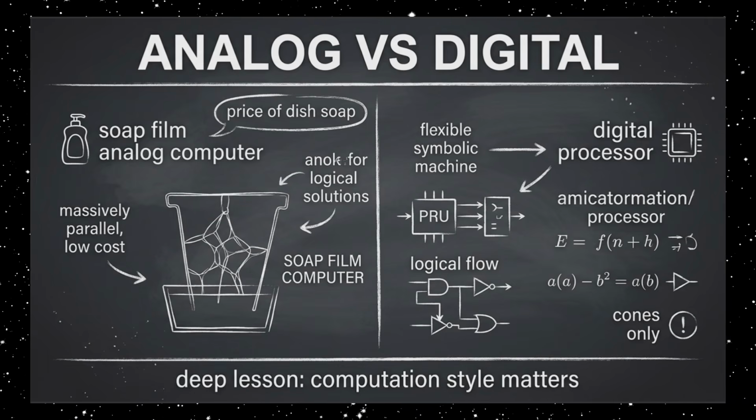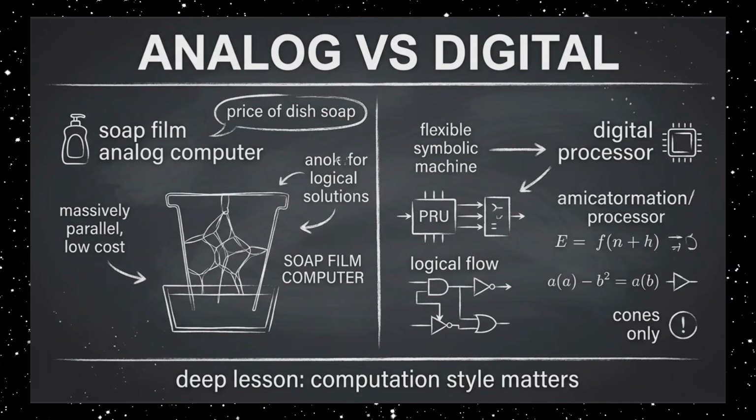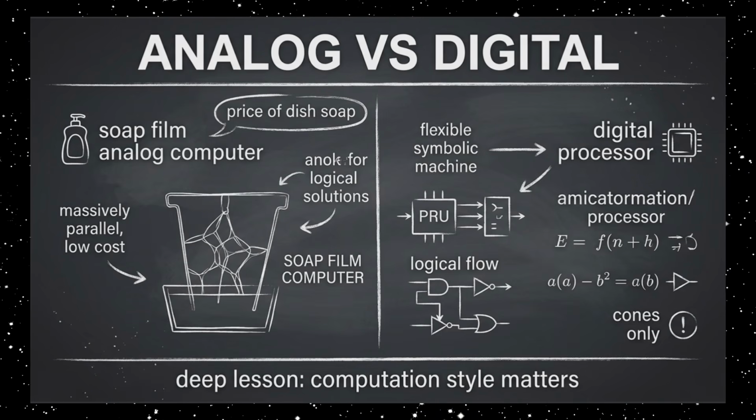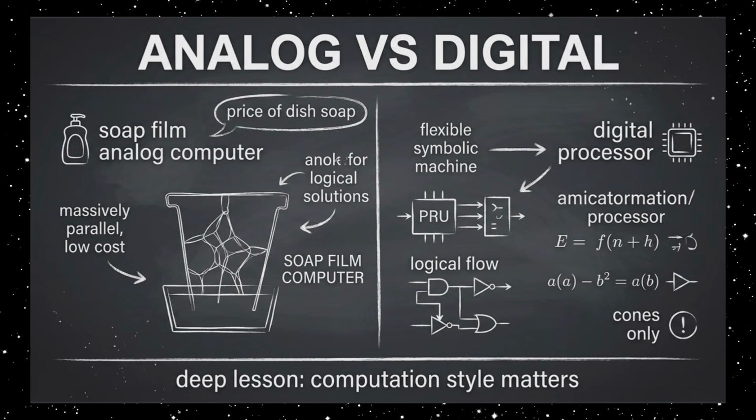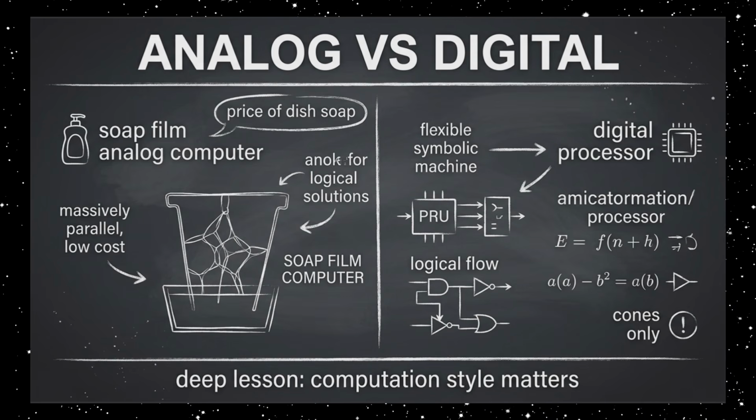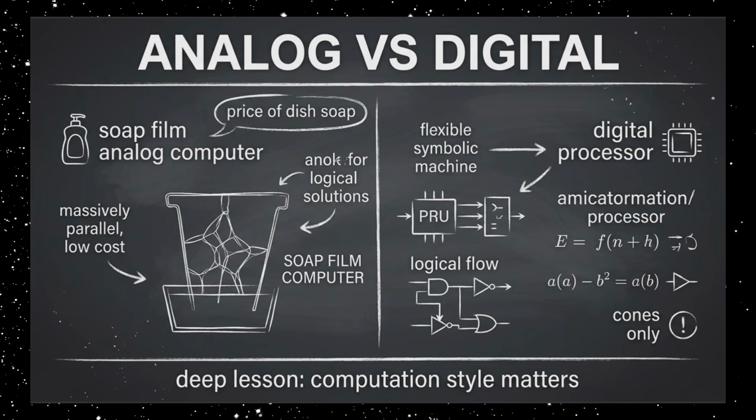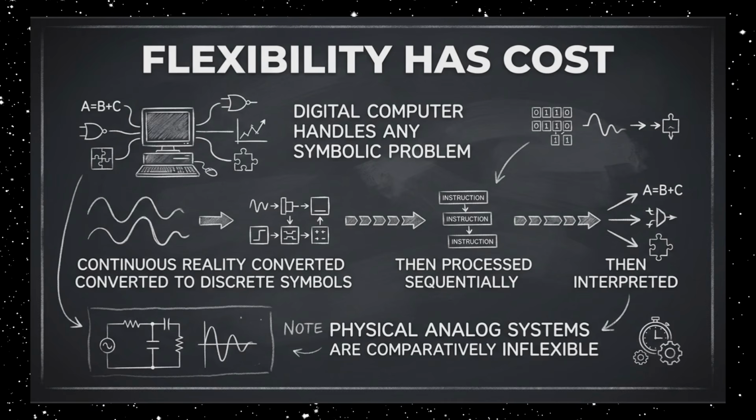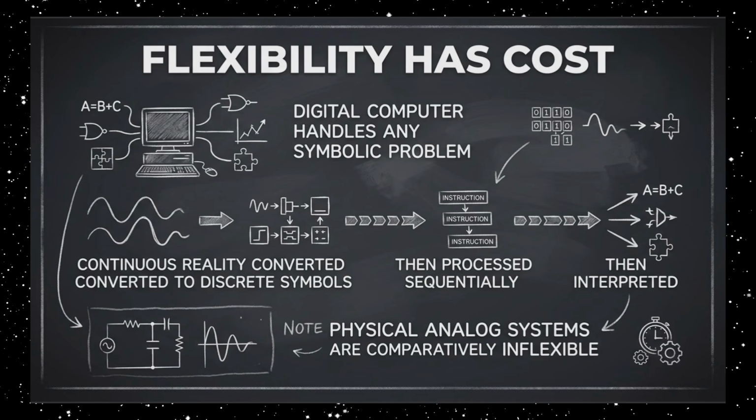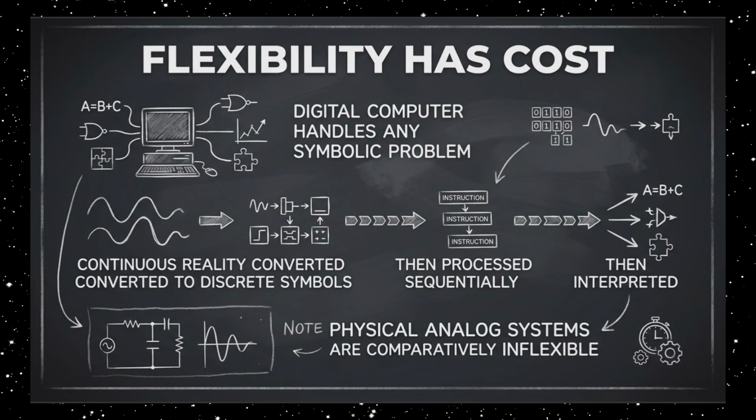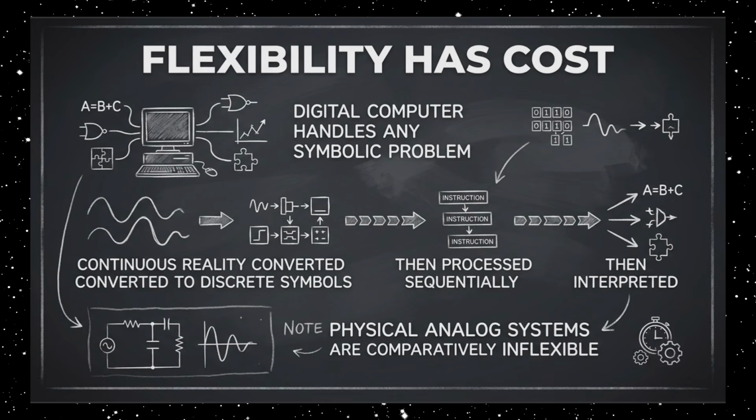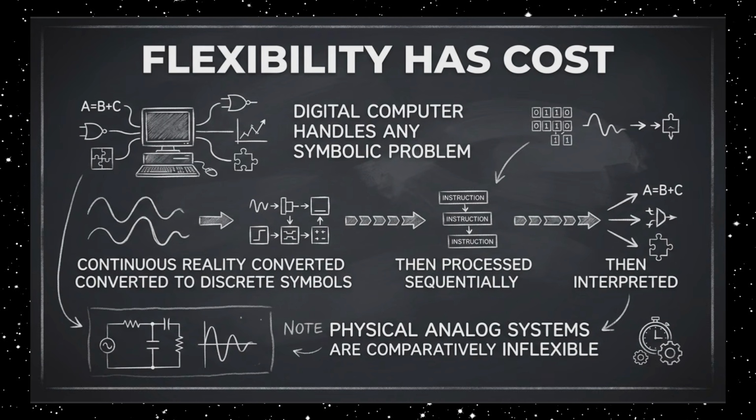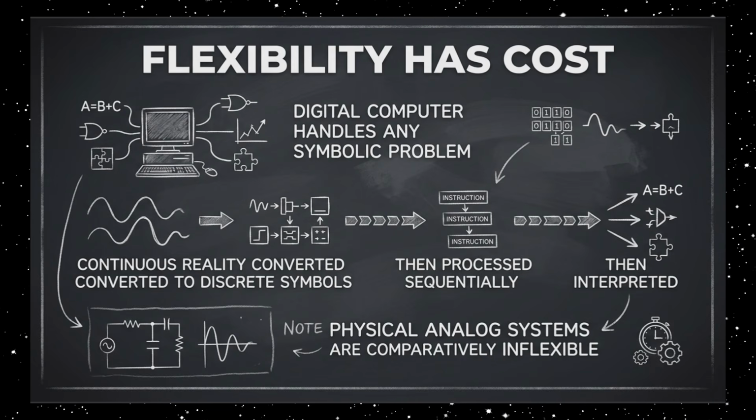It's an analog computer. The most massively parallel analog computer you've ever seen, and you can make one for the price of a bottle of dish soap. There's a deep lesson here about the difference between analog and digital computation. Digital computers are flexible. They can solve any problem you can describe in symbolic terms. But they pay a price for that flexibility. They have to break continuous reality into discrete symbols, process those symbols sequentially, and then interpret the result.